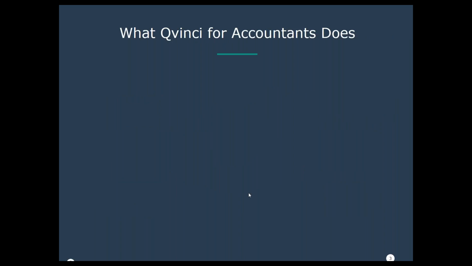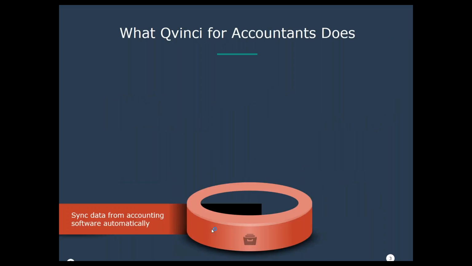So what does Qvinci for Accountants do? Well, we start by bringing data in automatically, and this is specific to financial reporting level data. It's summary financials, it's P&L, it's balance sheet, it's AR/AP aging, it's generating cash flows off of the information that we pull from the P&L and balance sheet. It's generating the key 13 financial ratios, including things like inventory turns, debt to equity, gross margin, and so forth.